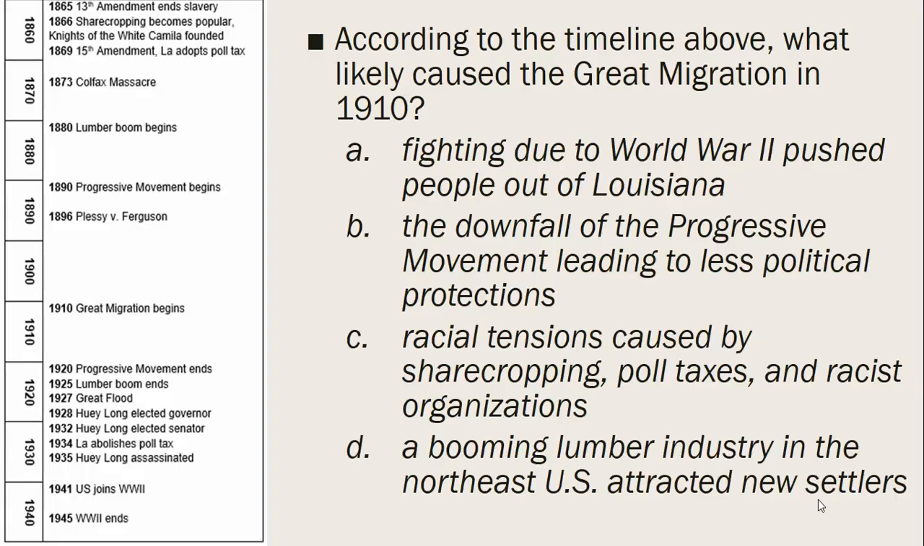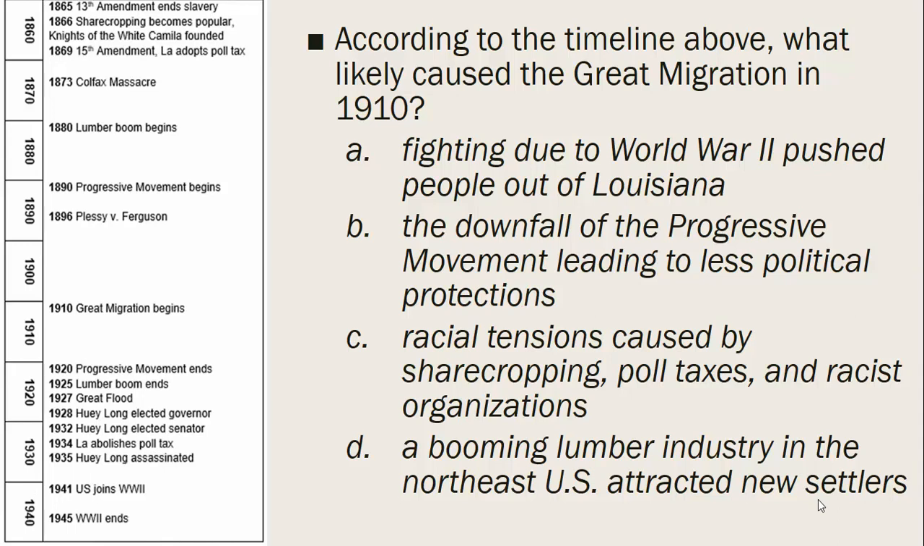And let's review. So question number 1 says, according to the timeline above, what likely caused the Great Migration in 1910? So before you check and change your answer, don't forget the Great Migration is the time period when Black Americans living in the South began to move to the North and West coasts of America. And we know they were doing that because they were facing tremendous racism in the South. So with that information, check and change your answer as this pops up on your screen.